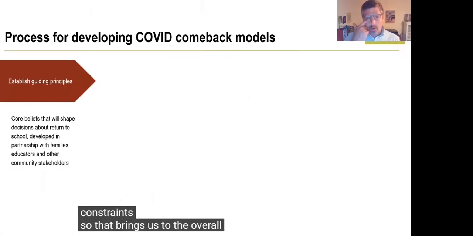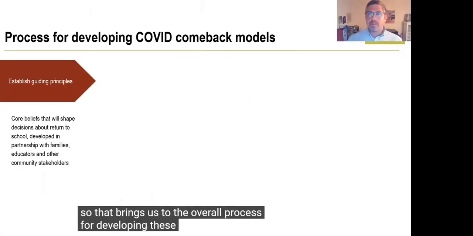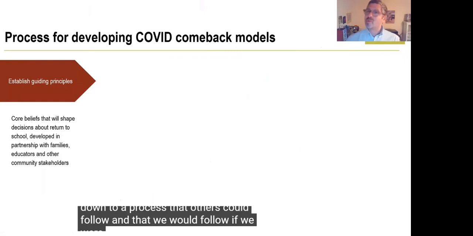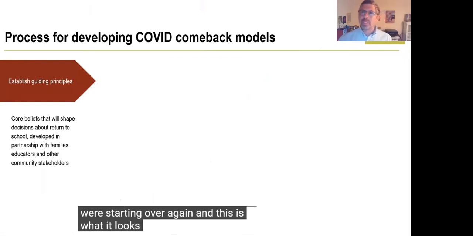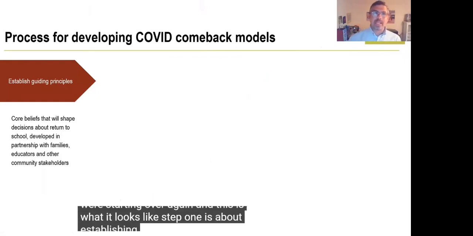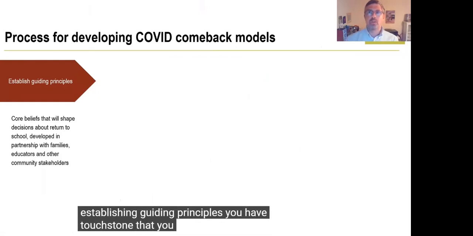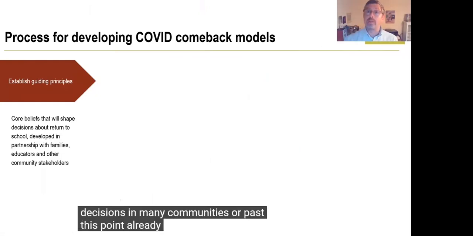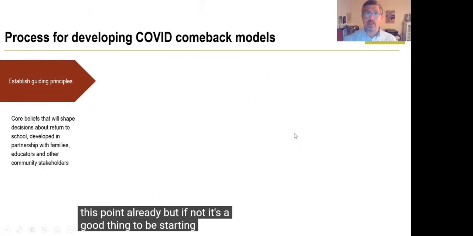So that brings us to the overall process for developing these models. And it got complicated for us. We tried to boil it down to a process that others could follow, that we would follow if we were starting over again. And this is what it looks like. Step one is about establishing guiding principles. You need a touchstone that you and your community members can lean on in making your decisions. And many communities are past this point already, but if not, it's a good thing to be starting with.